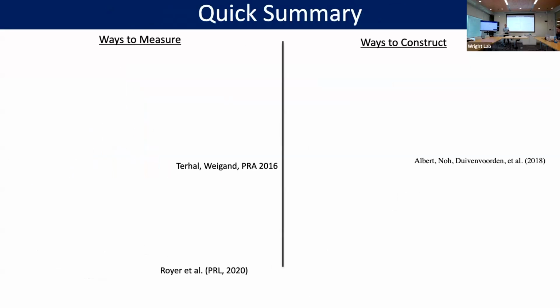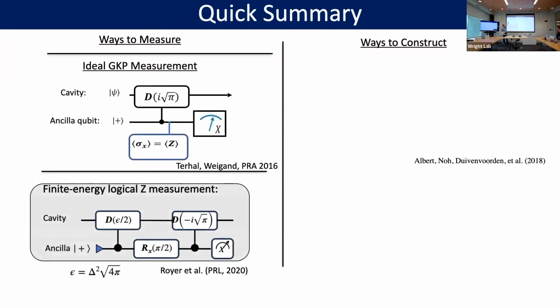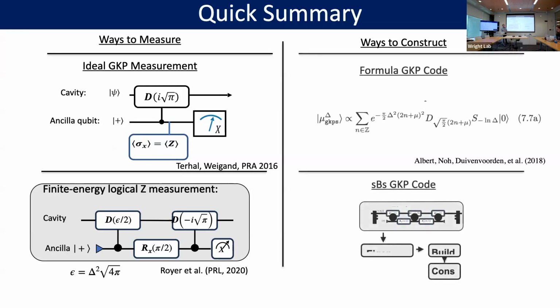So just a little review. We've got 2 different ways to measure our GKP states. First, we've got the traditional ideal one, and second, we have this finite energy one, which accounts for delta. And we have 2 different ways to formulate our GKP states. One is using our classic formula, and second is using this more complicated procedure where we take the SBS operator and we build it using the eigenvectors.